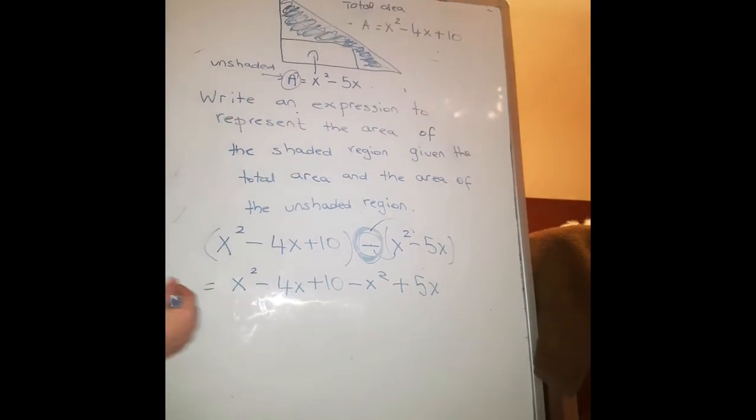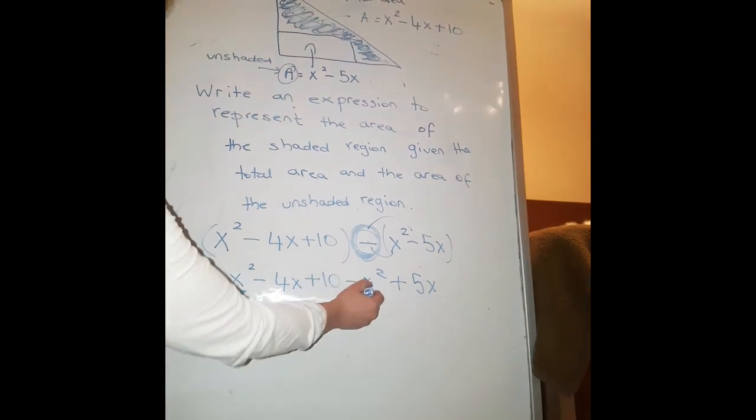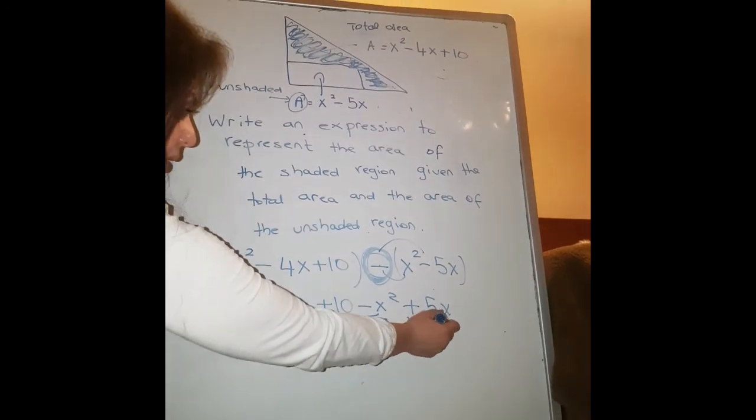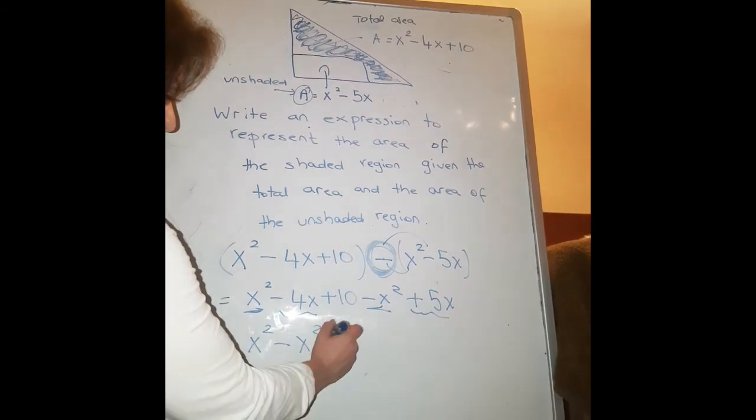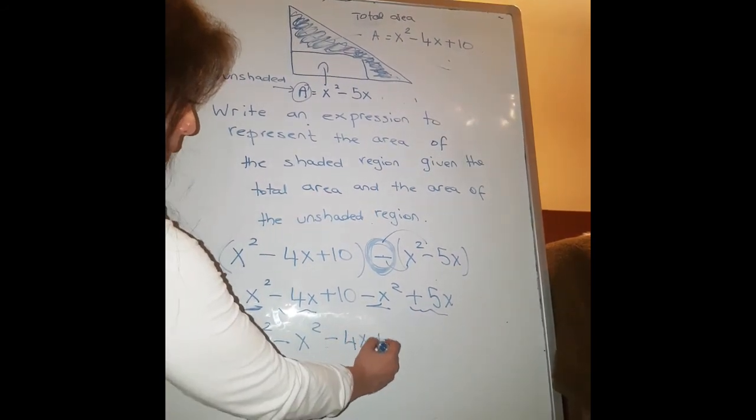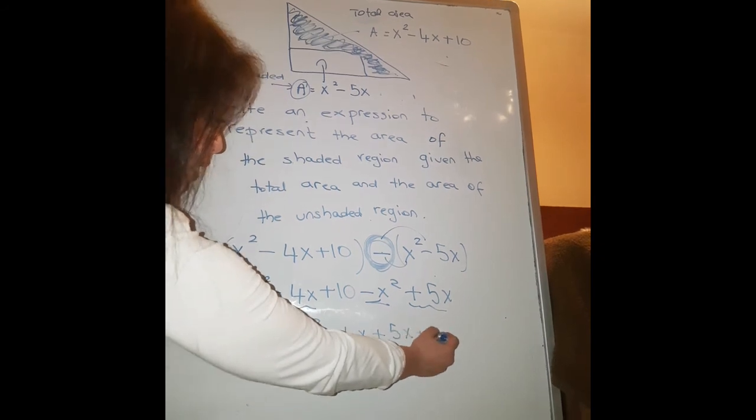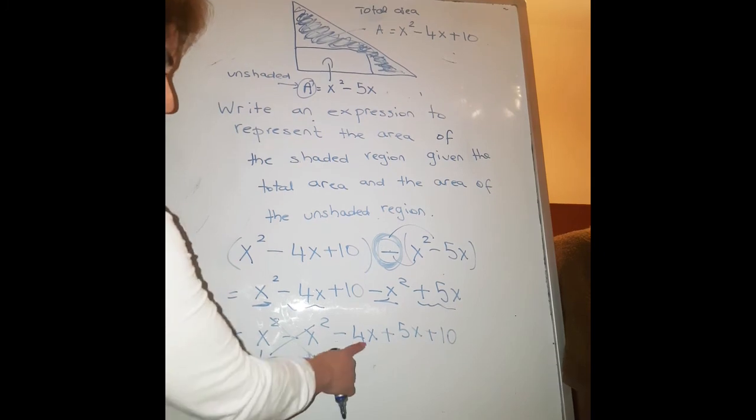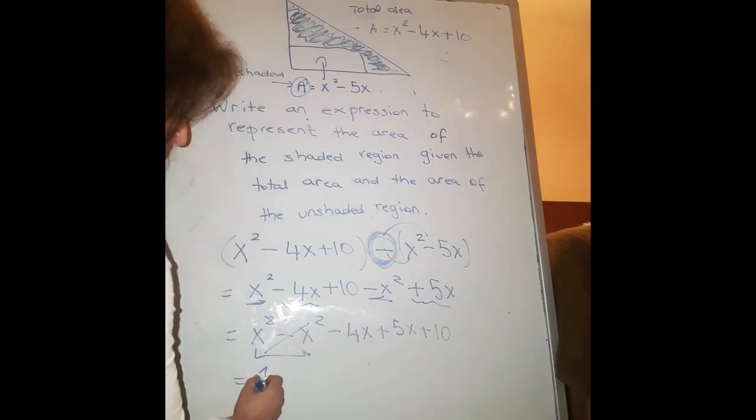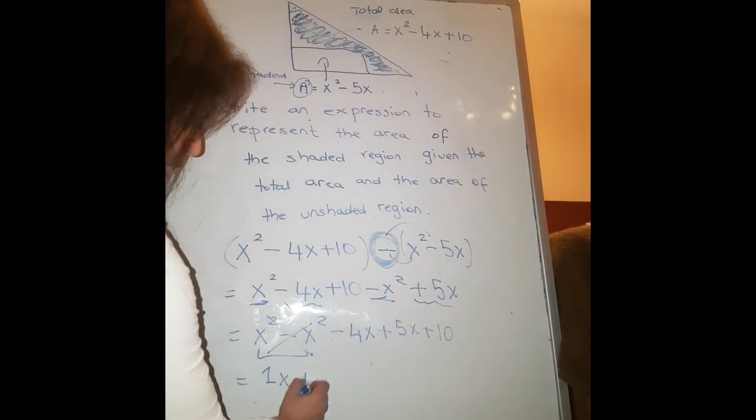I start looking for my like terms. This is a like and this is a like. So I rewrite them, bringing them together beside each other, minus 4x plus 5x plus 10. And now x to the second minus x to the second gives me a 0, goes away. Minus 4 plus 5 gives me a 1x. And then I bring down the plus 10.